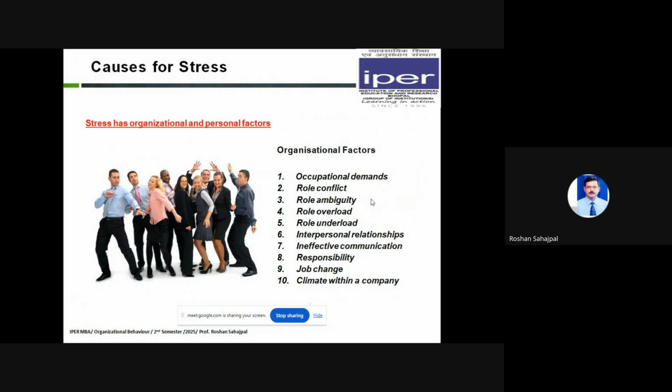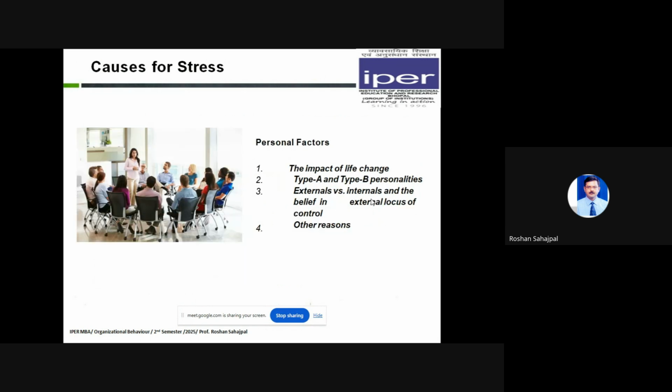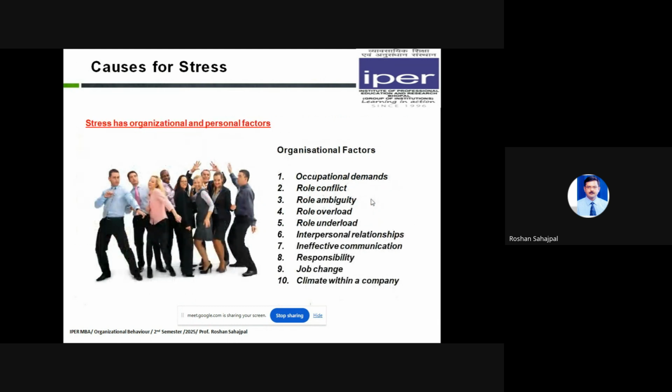And finally, of course, I've told you about the climate of the company. Climate means the environment, how people are treated, or the politics of an organization, or if the politics is there or if it's not there, that will also have an impact, right? So these are the 10 basic organizational factors that lead to stress. ये सारे 10 जो factors बताए गए हैं, they lead to stress. तो ये first जो थे organizational थे, अब आते हैं personal पे.